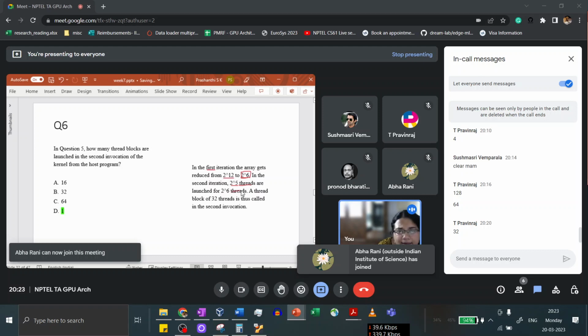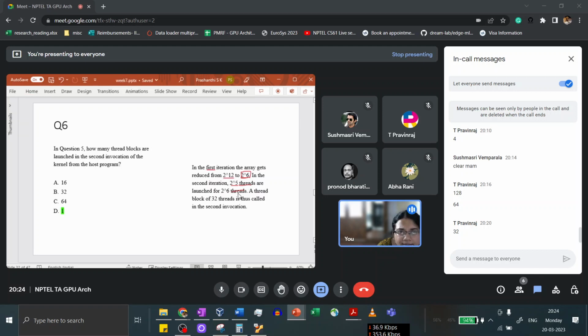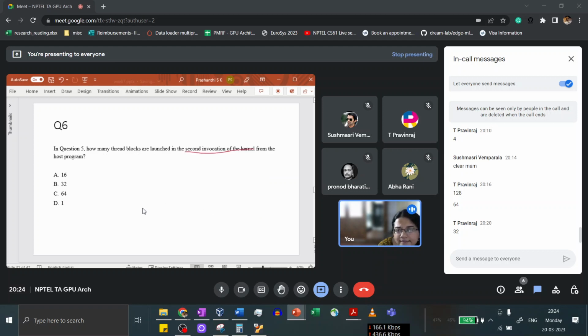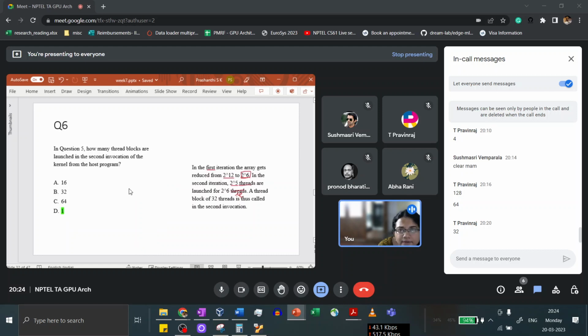This shouldn't be threads, this should be elements. Maybe I will correct that before I forget, or maybe I'll do it a little later. But let's just read this as elements for now. So we are launching 2 power 5 threads for the 2 power 6 elements. But remember that the block size, or the number of threads per block, is 32. So the question is, how many blocks are launched? 32 threads are launched, the block size is 32, so your number of blocks is 32 by 32, which is 1.